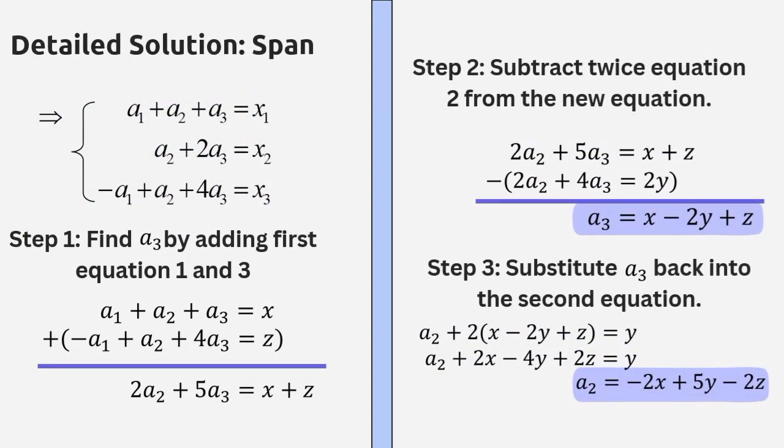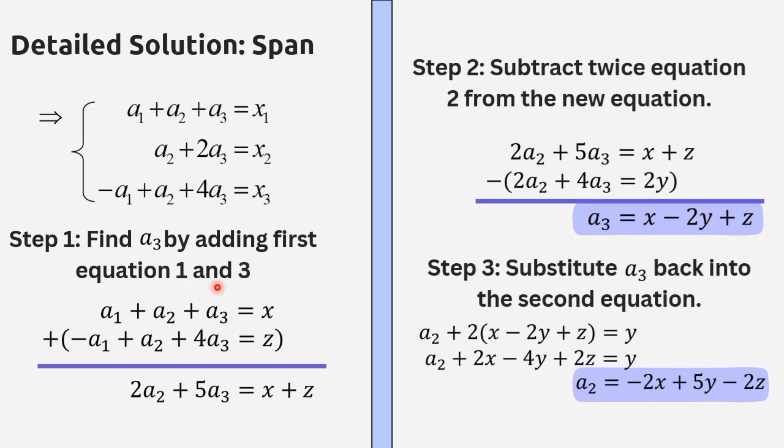Here is the detailed solution of our answer on the previous slide. So here we will refer to x sub 1 as our x, x sub 2 as our y, and x sub 3 as our z. So for the first step, we are going to find a sub 3 by adding equation 1 and equation 3. So here is the solution.